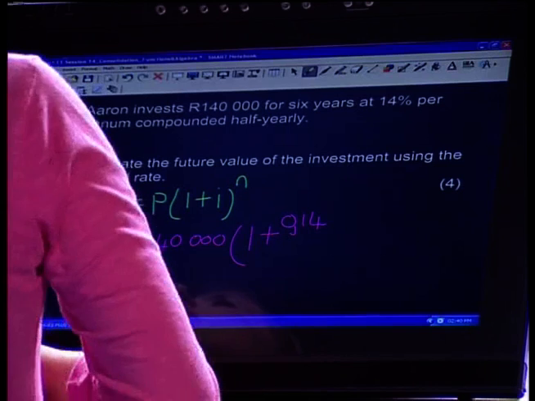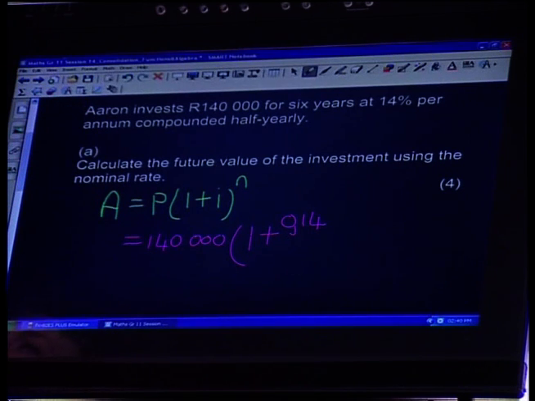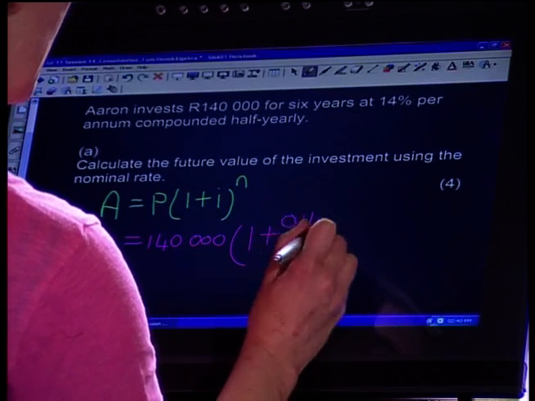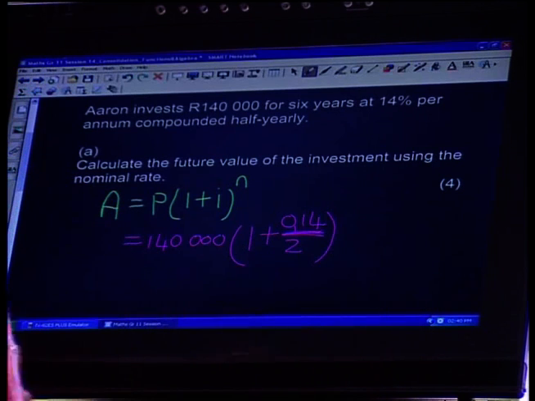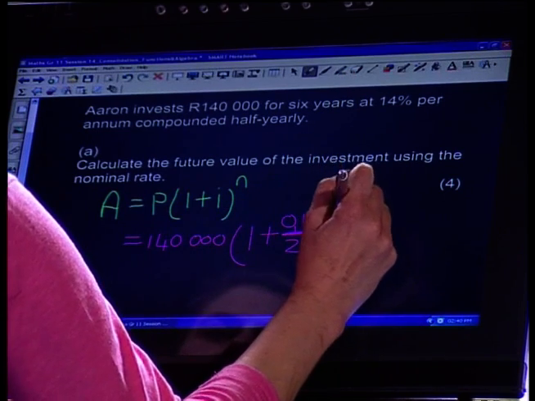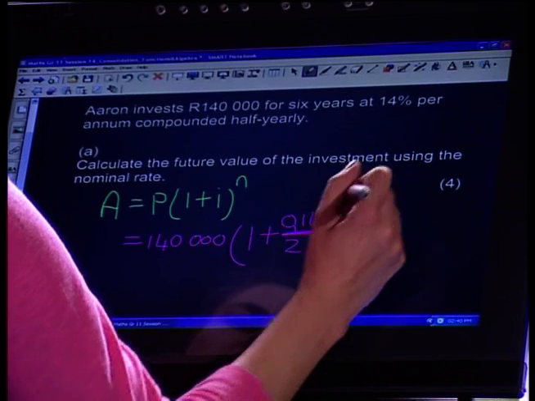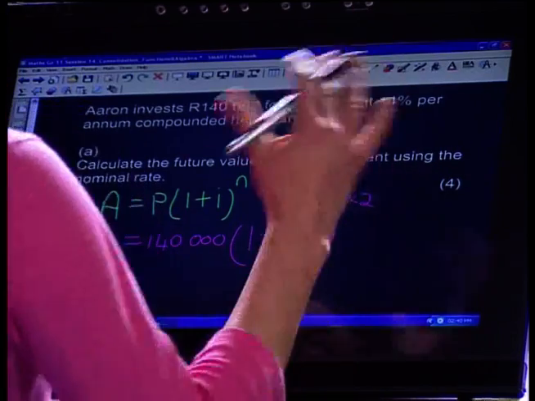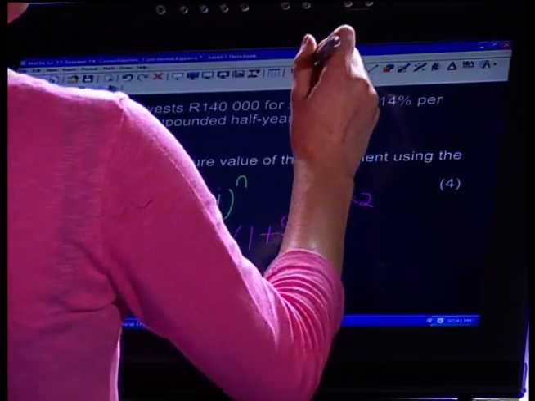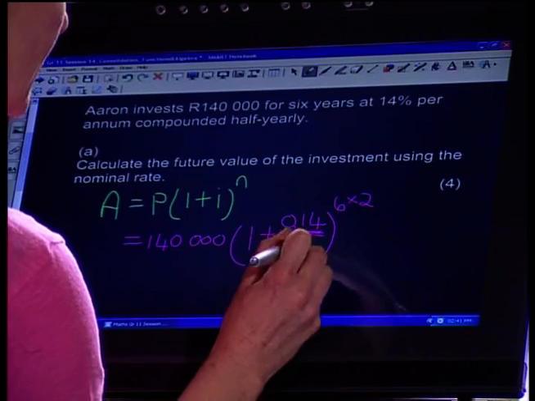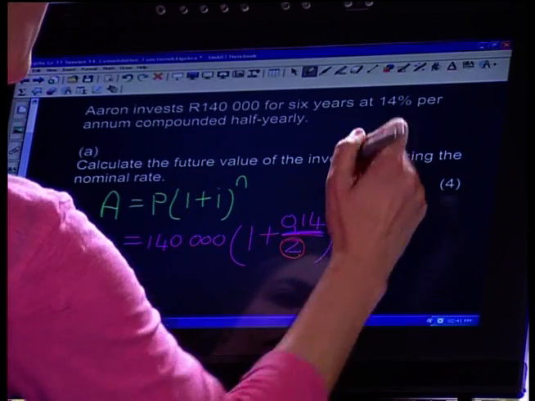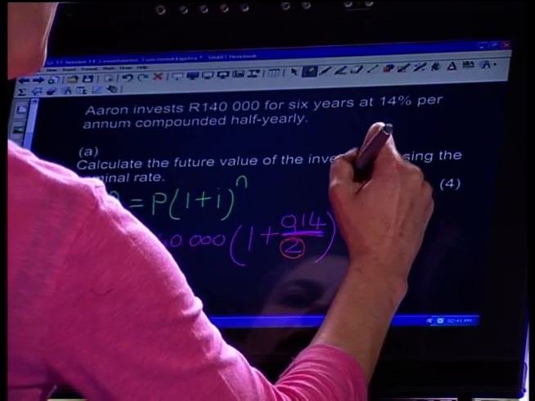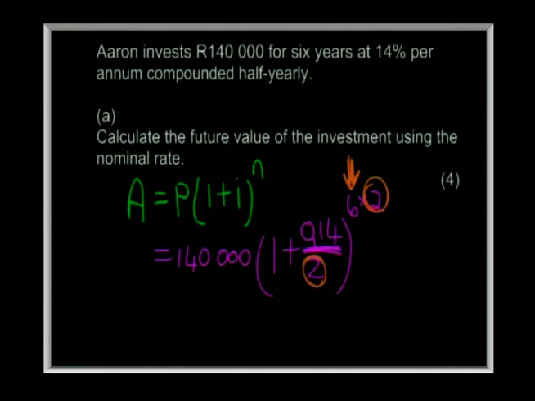And the question I ask myself is, how often is this 14% awarded? It is awarded to Erin half yearly. So the interest needs to be divided by 2. Then, the investment is in the bank or the building society for 6 years, and I always write the years there. And then I multiply the years with my compounding period. Now, guys, everybody knows that it's 12, but if you are feeling a little bit unsure, it's always a good idea just to check that that number and that number match up, and that number over there is actually in years, right?